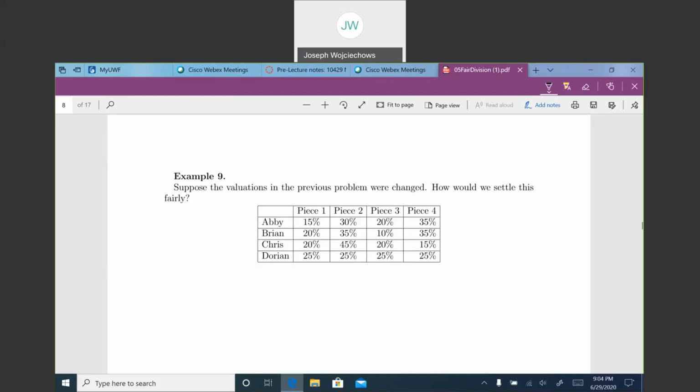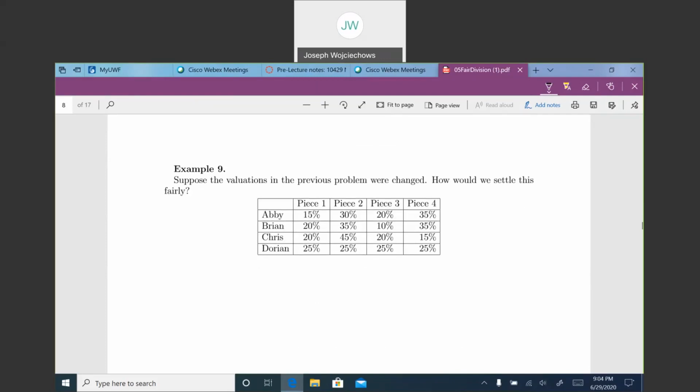Okay, suppose the valuations in the previous problem were changed. How would we settle this fairly? So let's see. We're still looking for 25%. So there's 30 and 35. Brian would declare for piece 2 and piece 4 as well.